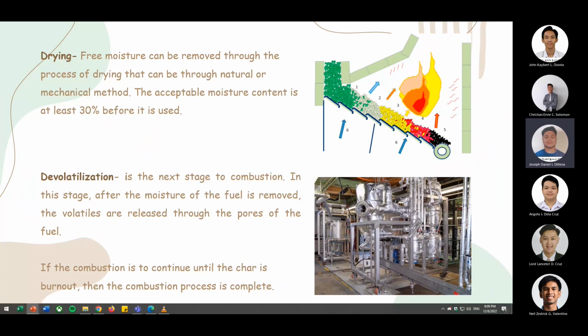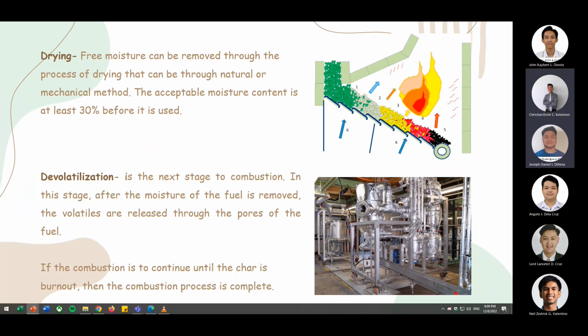Drying. Free moisture can be removed through the process of drying, which can be through natural or mechanical methods. The acceptable moisture content is at most 30% before it is used. Aside from drying, some solid fuels need to be resized prior to feeding. One reason is that it may fit the chamber, and to hasten the flame spread, especially for biomass fuel.